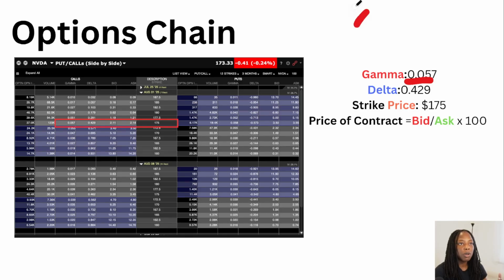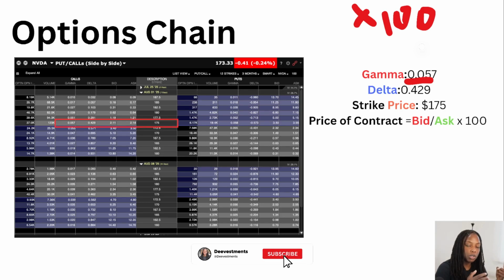You want to always remember to multiply by 100 when you're looking at this option chain. The reason for that is because with options, it's treated like you're buying 100. One option contract is equal to 100 shares of the underlying stock. So one option contract is similar to buying 100 shares of Nvidia at $175. So that's why when you're looking at the option chain, you need to multiply every number by 100.